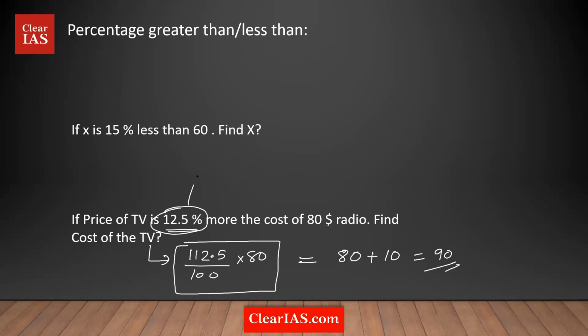Or you can say that 9 by 8 of 80. That's also correct. Because see, 1 by 8 more. So 9 by 8. 112.5% by 100 is nothing but 9 by 8. Either way around, you can solve it. But you should be very comfortable and confident to play with these numbers. Good? All clear, all of you?